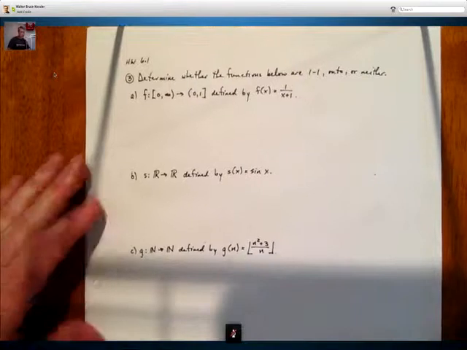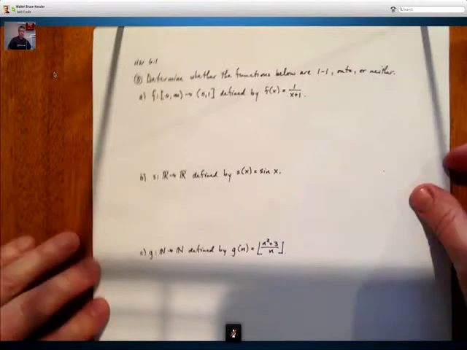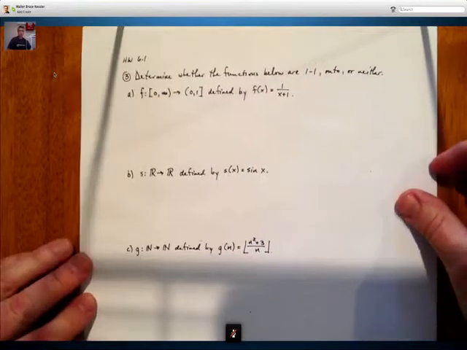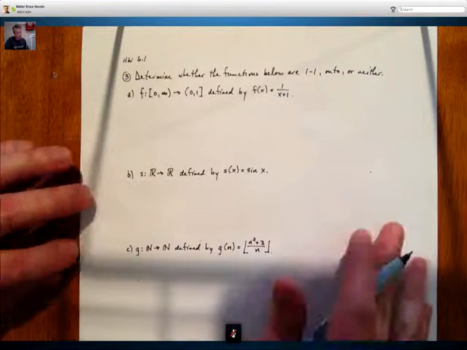We only had time to look at one problem in 6.1, but I want to go ahead and talk about it. We're talking now about functions, and specifically properties of functions like one-to-one, onto, or neither. It's possible that they would be neither one. So let's take a look at problem 3, which has 3 functions there and asks us to determine whether they're one-to-one, onto, or neither.